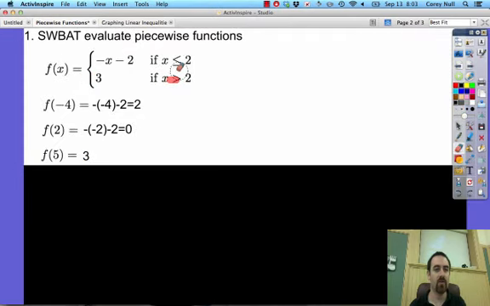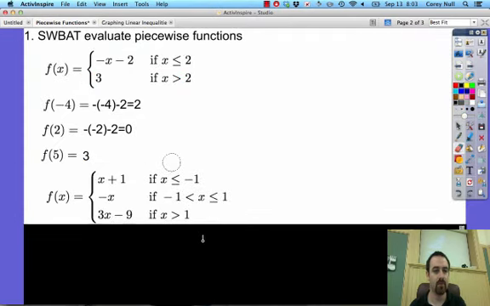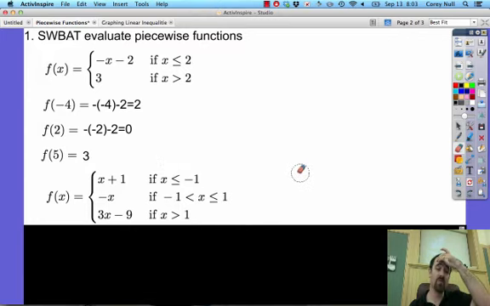Okay, let's look at another piecewise function. There we go. This one has 3 parts. We can have as many parts as we want. Okay, so we have 3 functions. X plus 1 is defined for values that are less than or equal to negative 1. This is the function we use if the input is between negative 1 and 1, including 1, not including negative 1. And this is the expression we use to evaluate the function when x is bigger than 1.